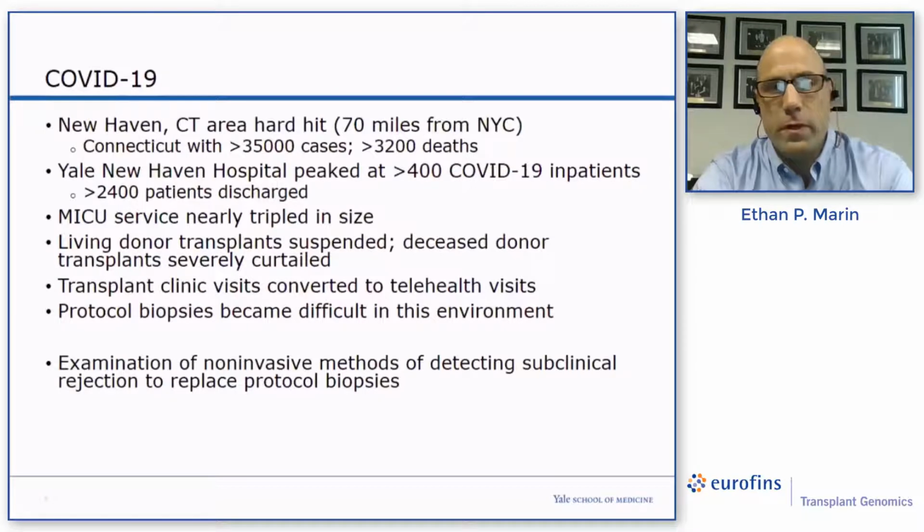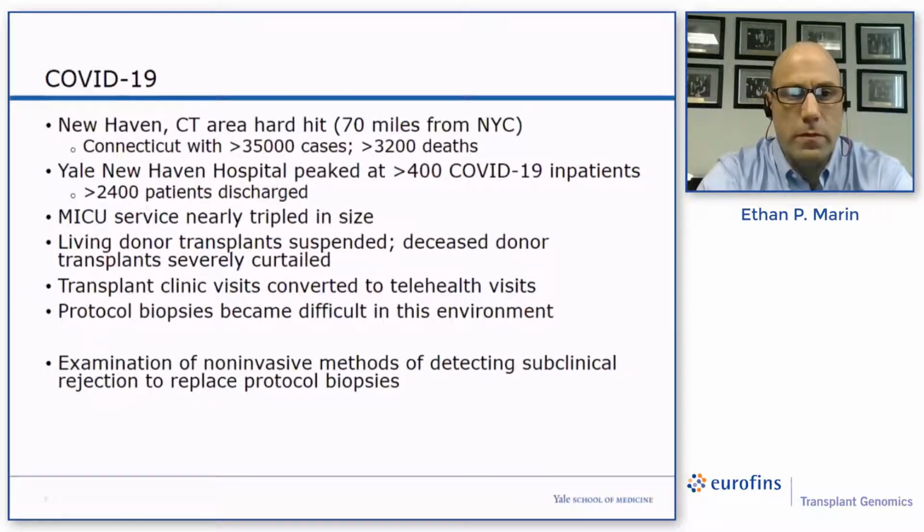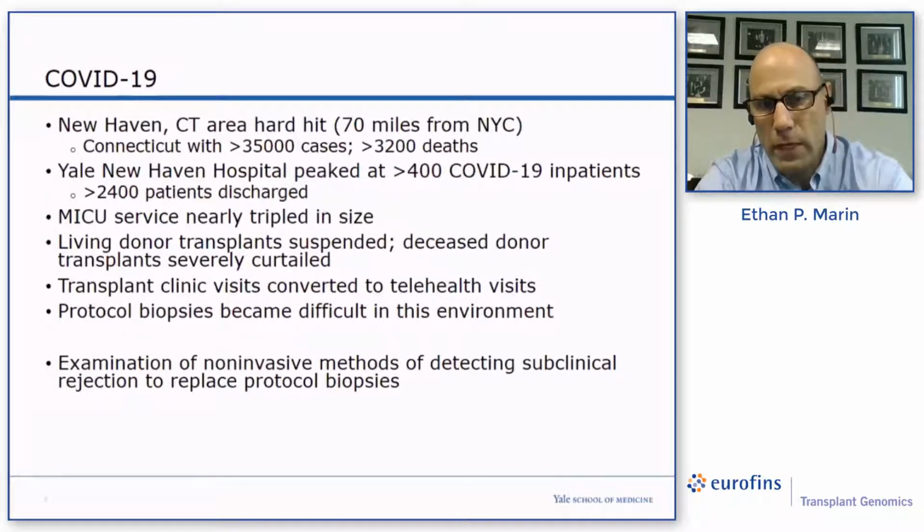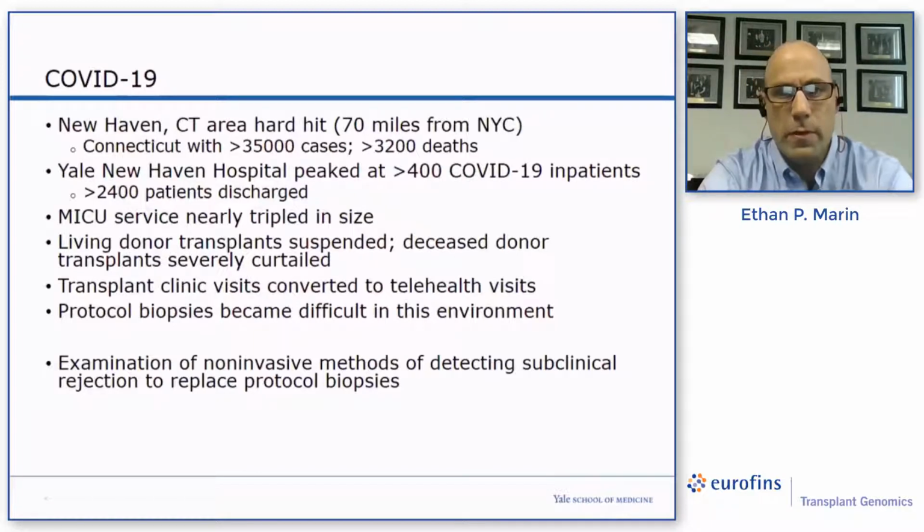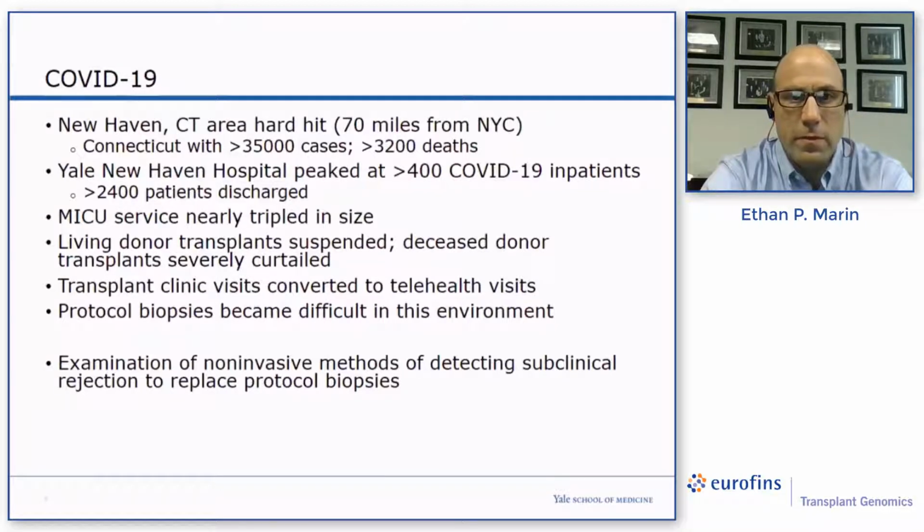So part of the story of the usage of non-invasive means to monitor allograft function in our practice relates to COVID-19. We're located in New Haven, Connecticut, just 70 miles from New York City. And we were very hard hit by the first wave of the COVID outbreak in the United States. Connecticut had over 35,000 cases and 3,000 deaths. Yale New Haven Hospital had at its peak over 400 COVID positive inpatients and a MICU service that nearly tripled in size to accommodate this patient flow.